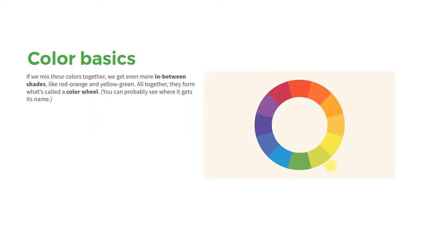Now, if we mix these colors together, we get even more in-between shades like orange-red, yellow-green. All together, they form what is called a color wheel. And a little fun fact for those of us that are fact nerds out there: the color wheel was invented by Sir Isaac Newton. And ever since then, we've been using the color wheel as a foundation for judging or working with color. So we'll be seeing a lot of the color wheel during the course of this lecture.